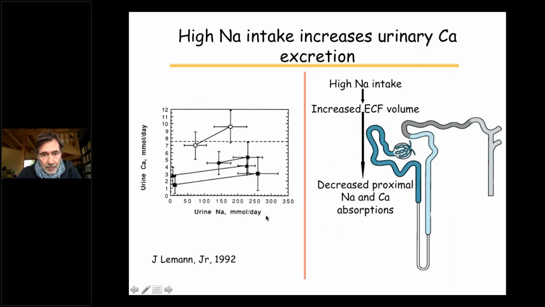I would just like to elaborate a little bit on this. A long time ago, Jack Lemann showed that there is a linear relationship between urinary sodium excretion, that reflects the amount of sodium that's eaten, and urinary calcium, and this is a positive relationship. It means that when more salt is eaten, more calcium is excreted in urine. And one explanation could be that a high sodium intake increases extracellular fluid volume and decreases proximal sodium and calcium absorption, leading to more calcium being excreted in urine.